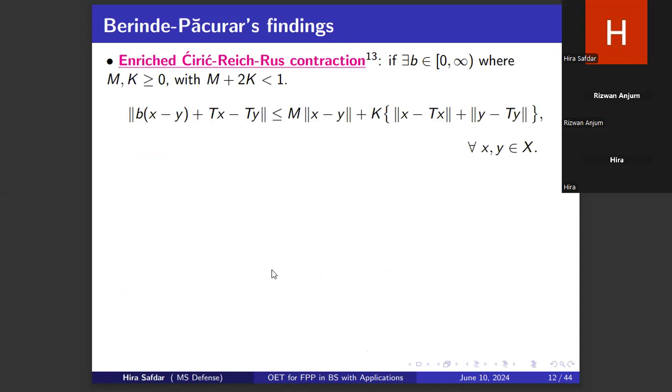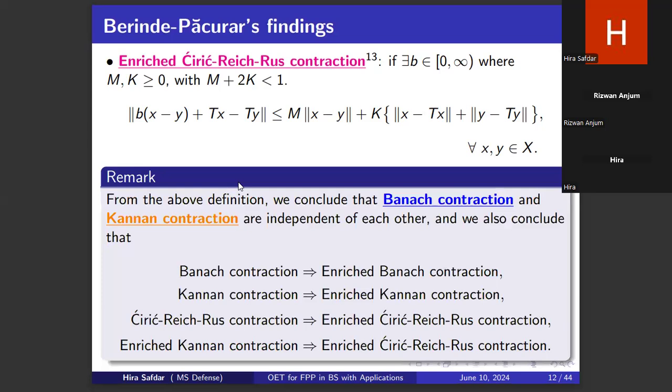Enriched Ćirić contraction is the combination of enriched Banach and enriched Kannan contraction. From the above definition, we concluded that Banach contraction and Kannan contraction are independent of each other. We also concluded that enriched Banach contraction is a generalization of Banach contraction, enriched Kannan contraction is a generalization of Kannan contraction, and enriched Ćirić-Reich-Rus contraction is a generalization of Ćirić-Reich-Rus contraction.